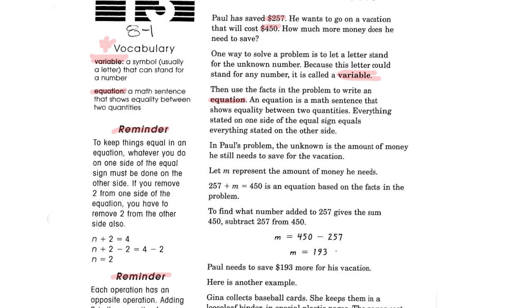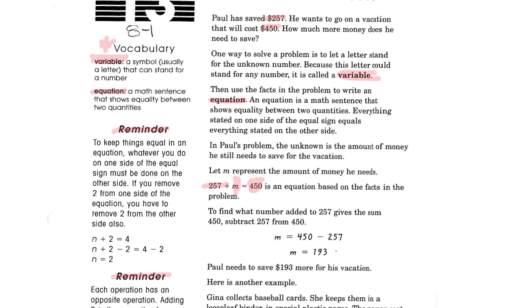An equation is a math sentence that shows equality between two quantities. Everything stated on one side of the equation equals everything stated on the other. In Paul's problem, the unknown is the amount of money he still needs to save for the vacation. Let M represent the amount of money he needs. So you have what he has saved, and you have your variable for what he needs to get to the total.